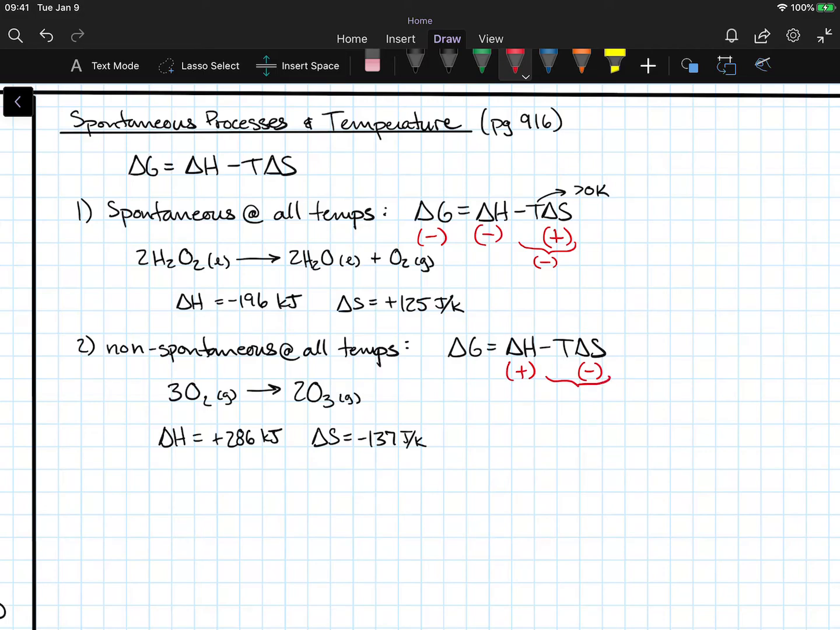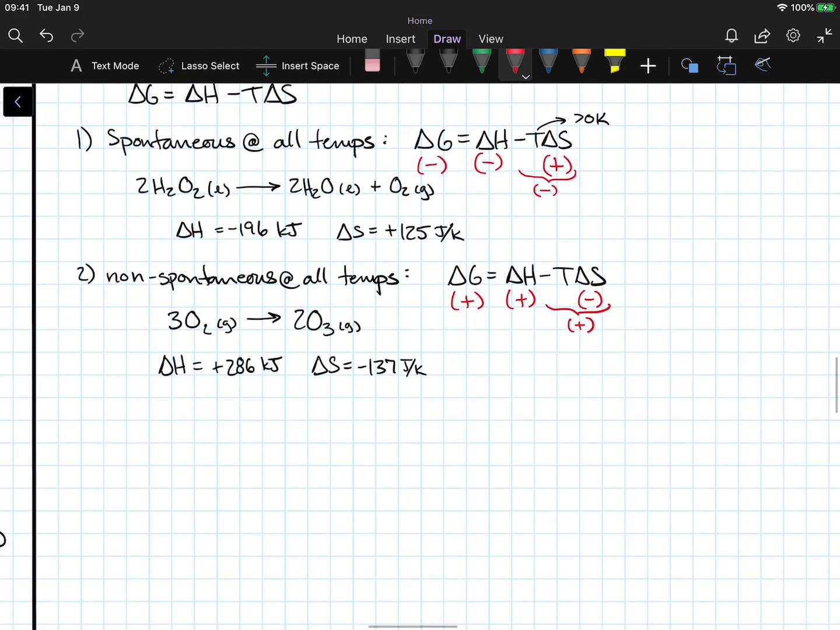We have a negative and a negative, this is going to be positive, so it doesn't matter what T is. It could be 1 Kelvin, it could be 1,000 Kelvin. This delta G is always going to be positive. There's nothing that can be done to undo that. It's always going to end up positive. So when delta G is positive, we have a non-spontaneous reaction. Again, it's not that this reaction doesn't ever happen, it's that we need to put energy into it to drive it forward.